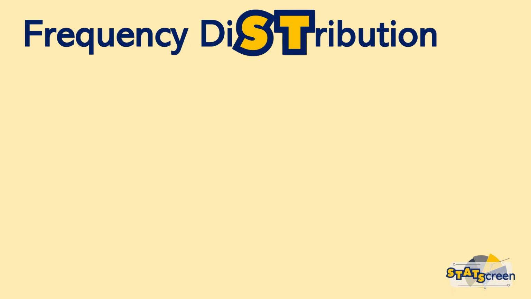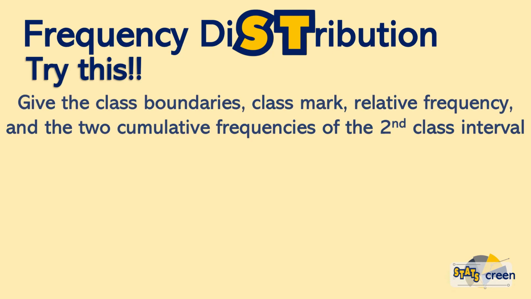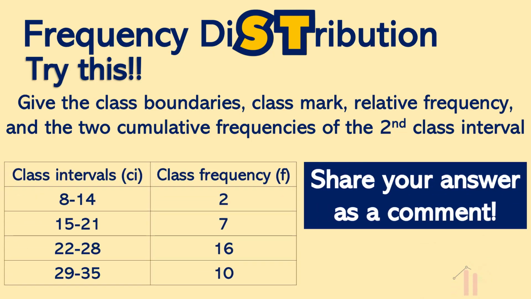Now I would like you to try this. I would like you to give the class boundaries, both upper and lower, the class mark, the relative frequency, and the 2 cumulative frequencies of the specific second class interval using this given simple frequency distribution. Again, only for the second class interval.